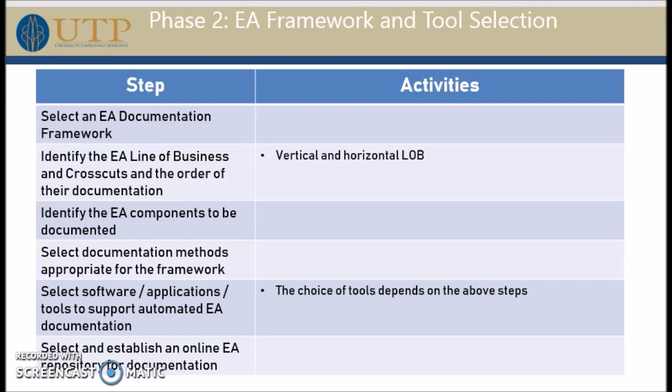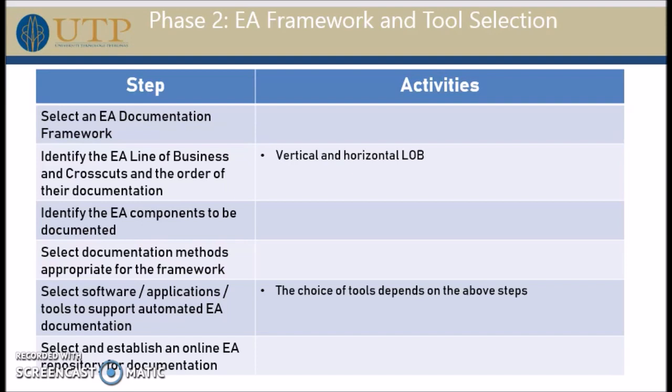The next step is identify the EA components to be documented. I think that more or less this has been described when I was explaining the previous step. And the next step after identifying the components to be documented is selecting documentation methods that are appropriate for the framework. So in this particular step, you should look at your framework.